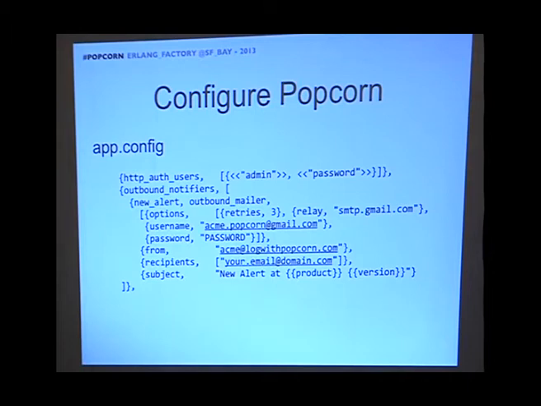Popcorn right now is mostly configured through the app config file, not through the browser. So in this case, there's one password for Popcorn which can be set in the config. And then we can set things like outbound notifiers so emails can be sent if issues are seen. So that was the steps that would be required to get Popcorn up and running. Popcorn itself comes with a Mnesia database which will be auto-created when it's launched.